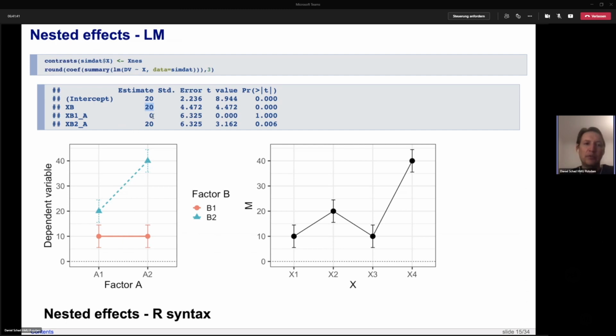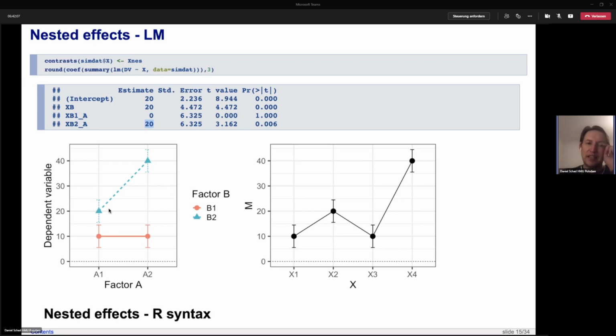And now we have these 2 nested effects. So we have the effect of factor A nested in B1. A nested in B1, that's 0. So these 2 points here are completely identical. And we have the effect of A nested in B2. That's the green difference, and that's exactly 20. So 40 and 20, the difference is 20.